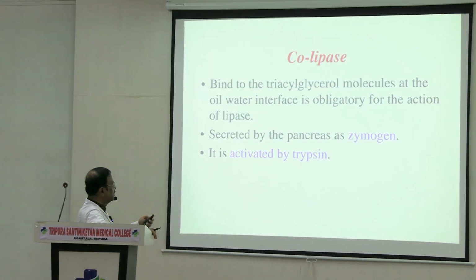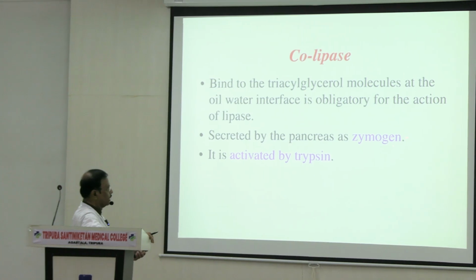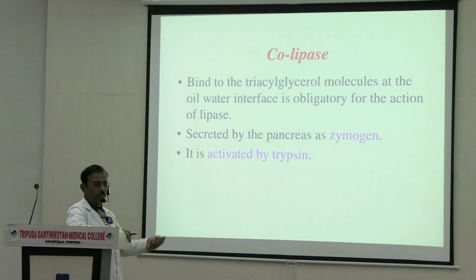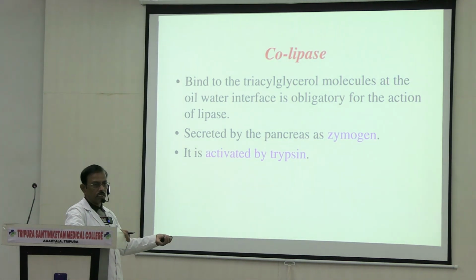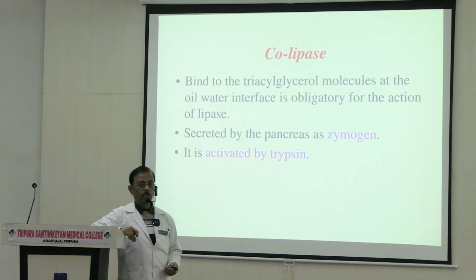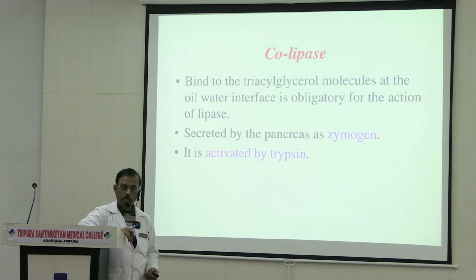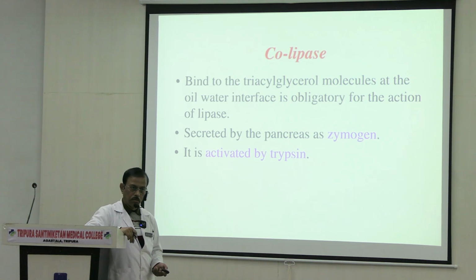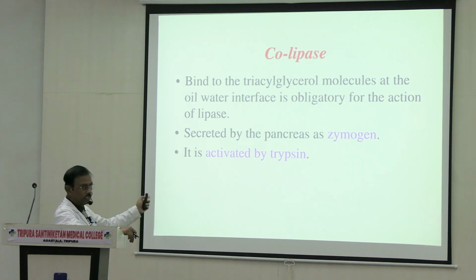This co-lipase is secreted as zymogen, pro-co-lipase. How is it activated? It is activated by the trypsin. Like other proteolytic enzymes which are secreted as zymogen, it is acted upon by the trypsin and made active after removing a few amino acids from the polypeptide chain. Likewise, in the same way, they are activated by trypsin.